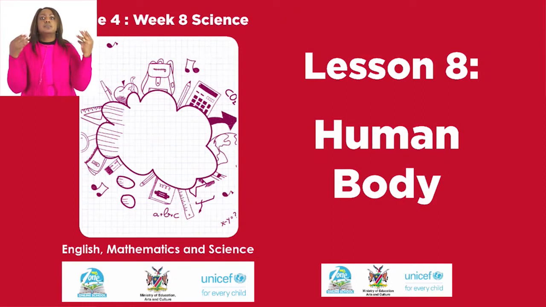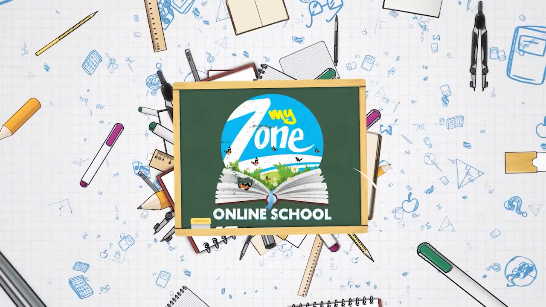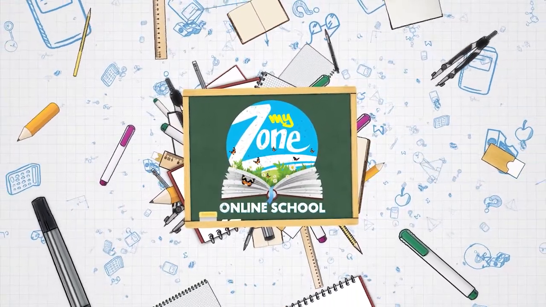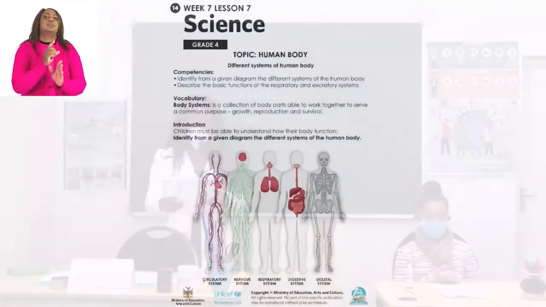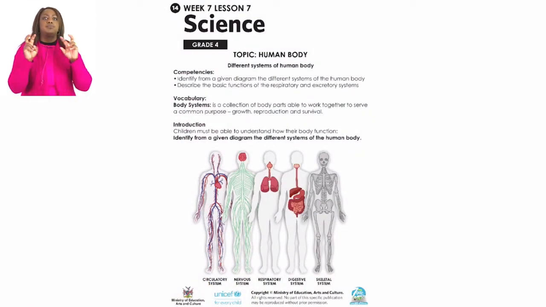Today's lesson, we'll be learning about the human body. Let's turn to page 14. Topic: human body, different systems of the human body. Competencies: identify from a given diagram the different systems of the human body, and describe the basic functions of the respiratory and excretory systems.